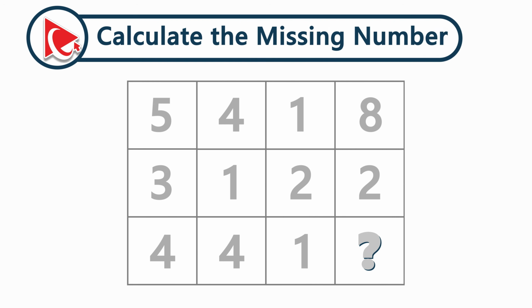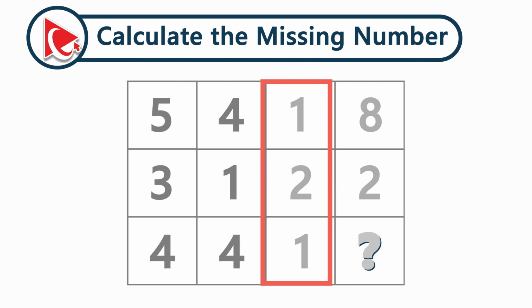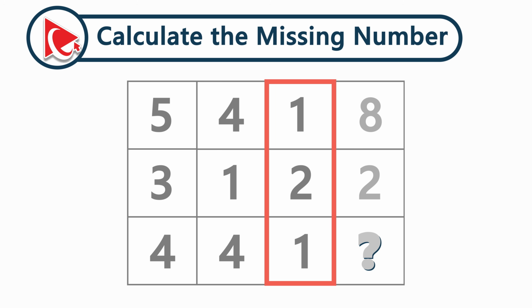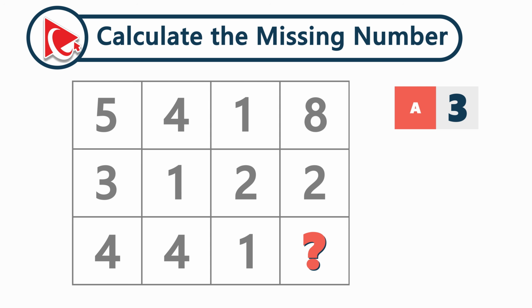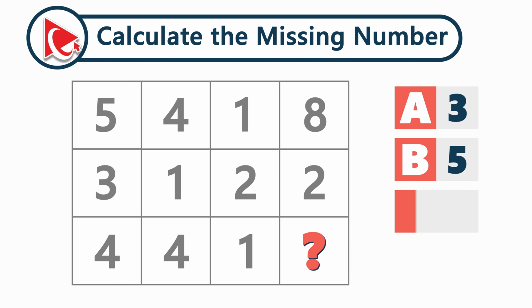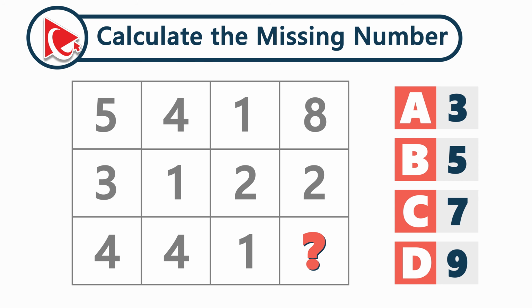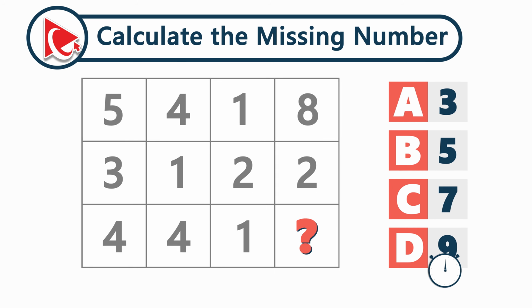Take a close look at this 3x4 matrix. The numbers in the matrix are 5, 3, and 4 in the first column. In the second column, the numbers are 4, 1, and 4. In the third column, the numbers are 1, 2, and 1. And in the fourth column, there are only two numbers, 8 and 2, with the third number missing. You need to calculate the missing number and select it out of 4 possible choices: A, 3, B, 5, C, 7, or D, 9. Can you solve it on your own and choose the right answer?